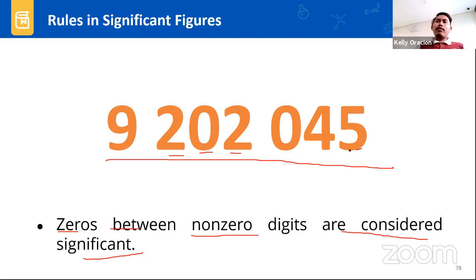If we are going to count this one, 1, 2, 3, 4, 5, 6, 7, how many significant figures do we have? We have 7 significant figures. Okay? Sir, kasali ba si 0? Yes, again, kasali si 0 dito, kasi si 0 is in between 2 non-zero digits. And they are considered as significant. Okay? So please take note of that one.